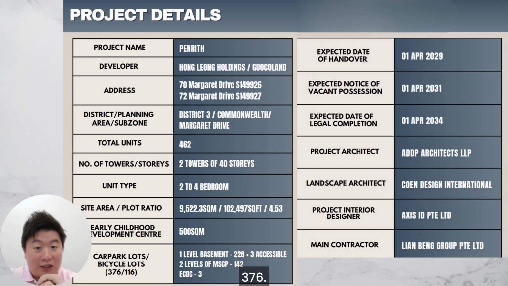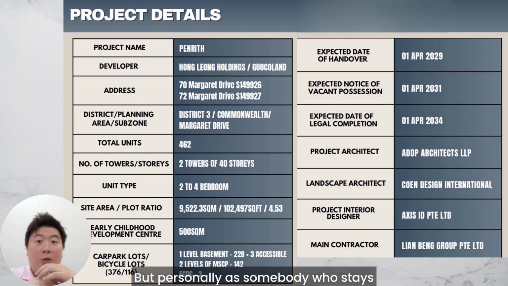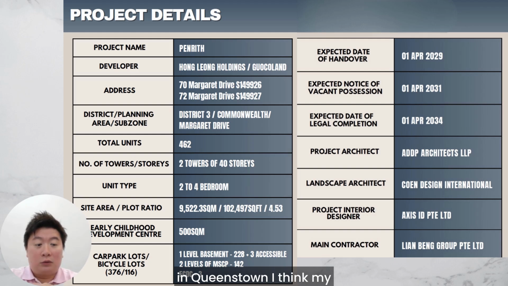Now, 376, you'll notice that is not 100%. It's 462. But personally, as somebody who stays in Queenstown, I think my place, the car park occupancy rate is low. It's like 50%. Yeah, really. So like 50%. So I would say that this 376 is sufficient. I think it's definitely sufficient, right?